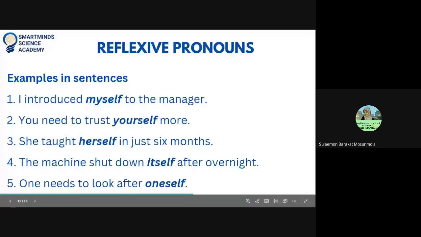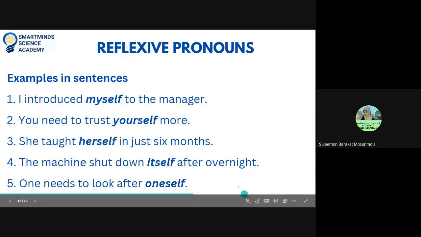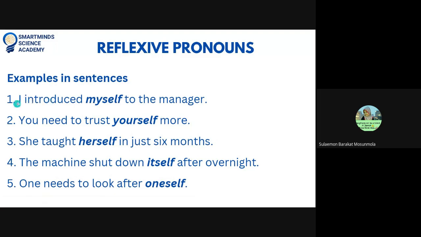From the ones you have in the singular form is myself. Myself is singular. I introduced myself to the manager. Now, I. The reflexive pronoun you use for I is myself.